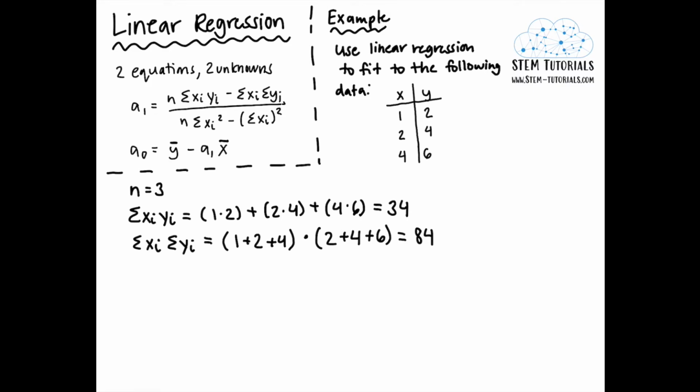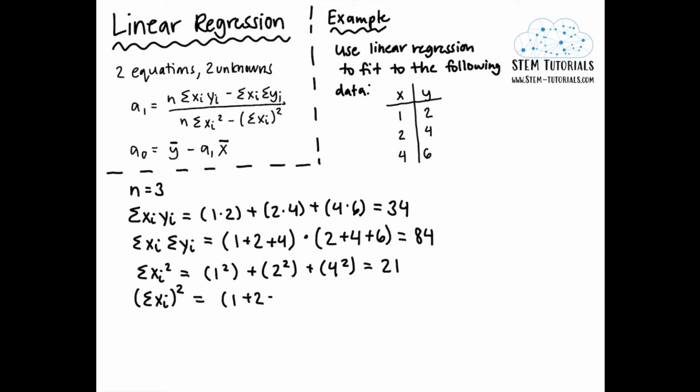As a next step, we're going to calculate the sum of our xi squared. So here the sum of our xi squared will equal 1 squared plus 2 squared plus 4 squared. You get an answer of 21. And then doing the sum of xi and squaring the whole thing, so looking at this term here, then we get 1 plus 2 plus 4, and then we square the whole thing, and we get an answer of 49.